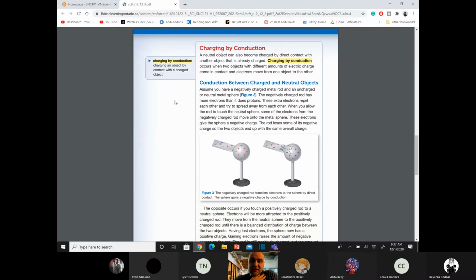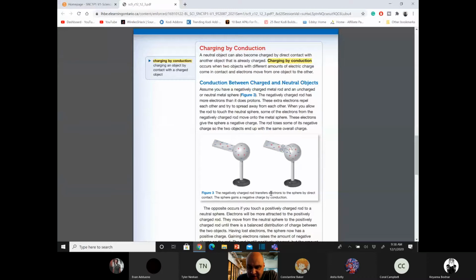Conduction between charged and neutral objects. Assume you have a negatively charged metal rod and an uncharged or neutral metal sphere. So that's figure one here. It looks like this rod is negatively charged. It looks like the sphere is neutrally charged. And you can see from the picture here that we actually have electrons jumping from the rod onto the ball.